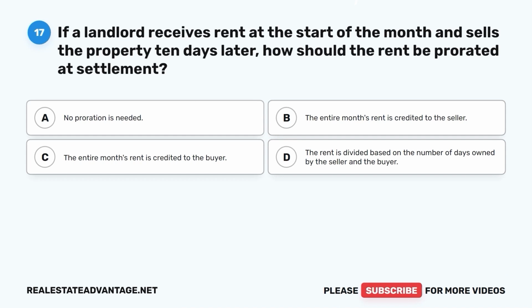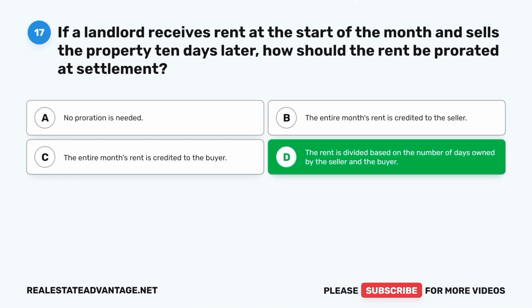Question 17. If a landlord receives rent at the start of the month and sells the property 10 days later, how should the rent be prorated at settlement? A. No proration is needed. B. The entire month's rent is credited to the seller. C. The entire month's rent is credited to the buyer. D. The rent is divided based on the number of days owned by the seller and the buyer. The correct answer is D.